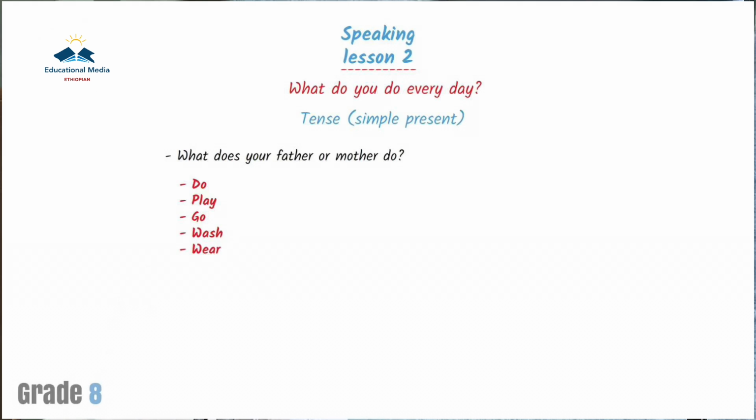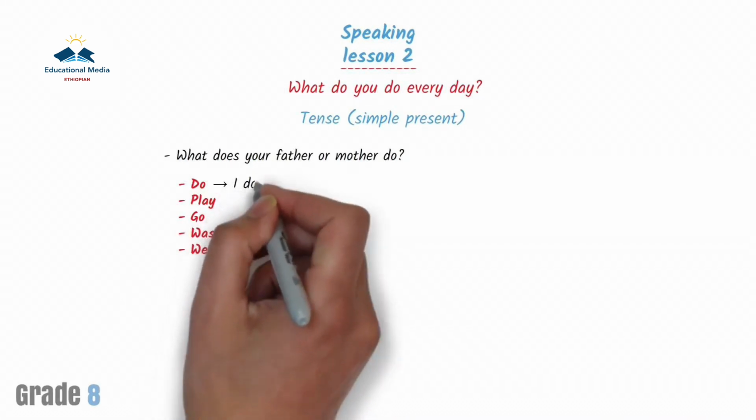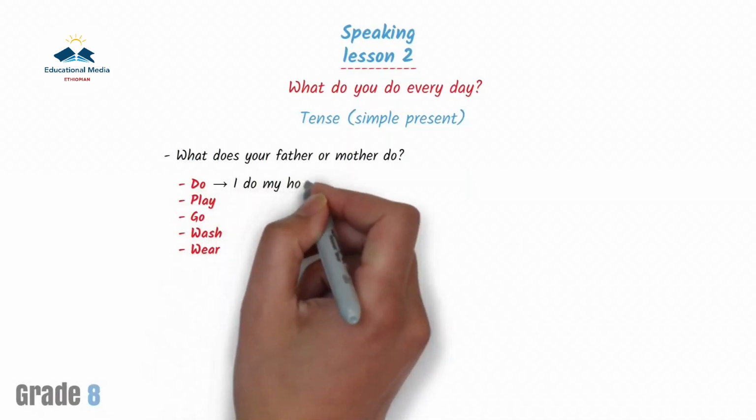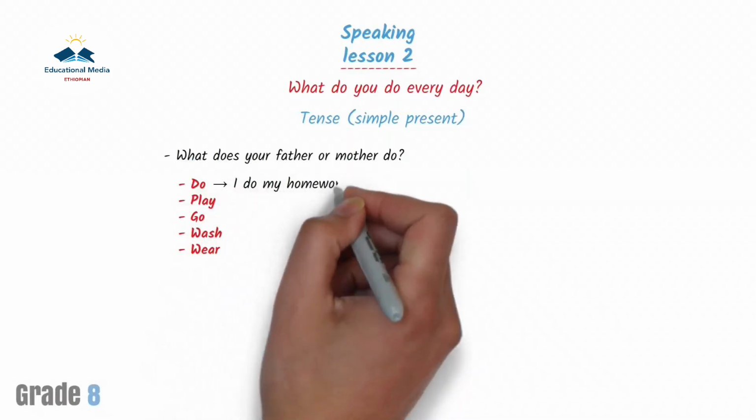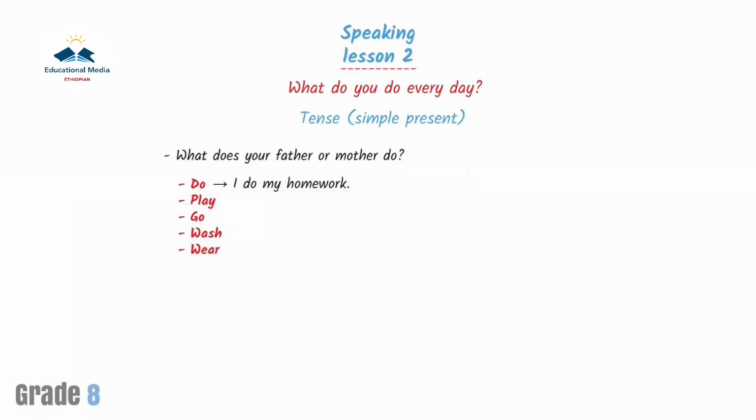But don't forget that these are not the only verbs which help us to talk about simple present tense. There are a lot, any kind of activity. You are welcome to play with different kinds of games with your friends, using different kinds of verbs. Okay, I play, you can say that. So, I do my homework.